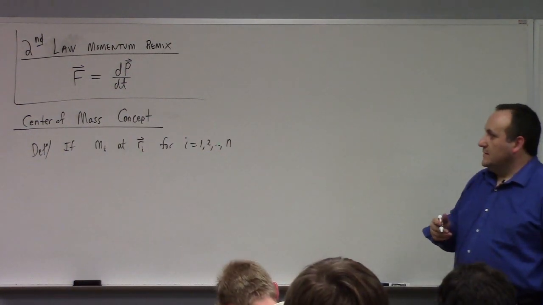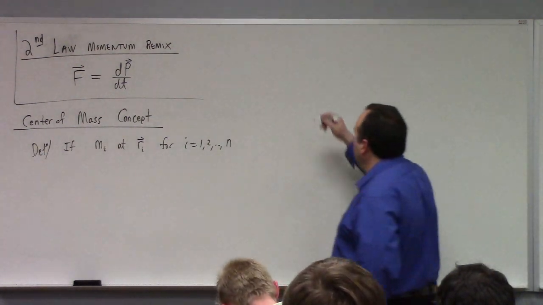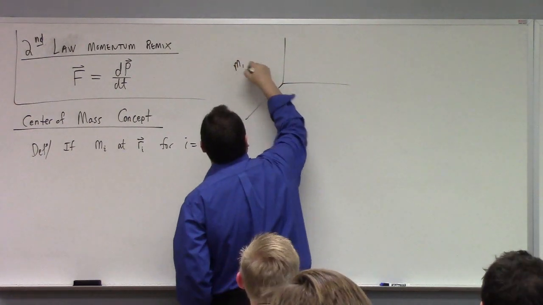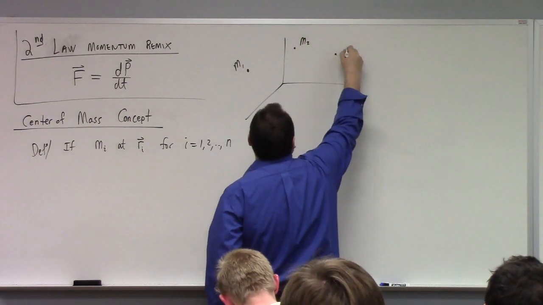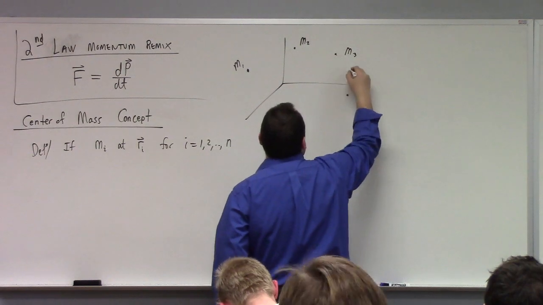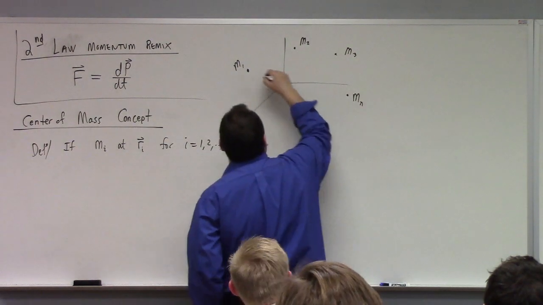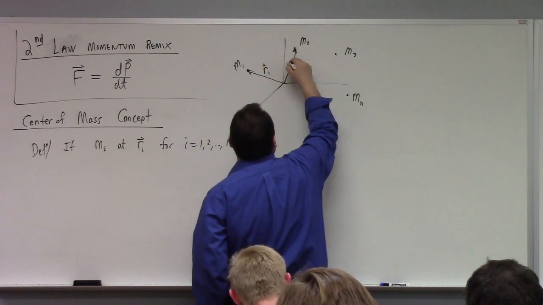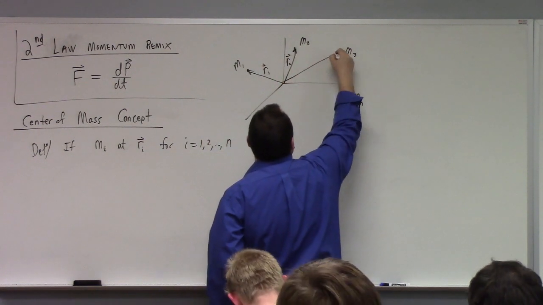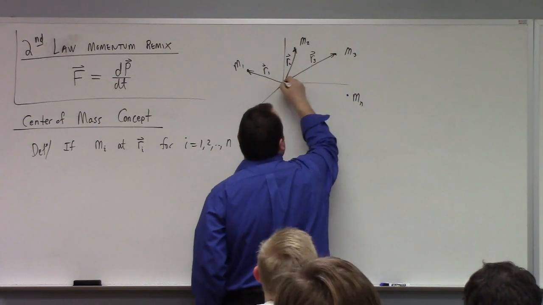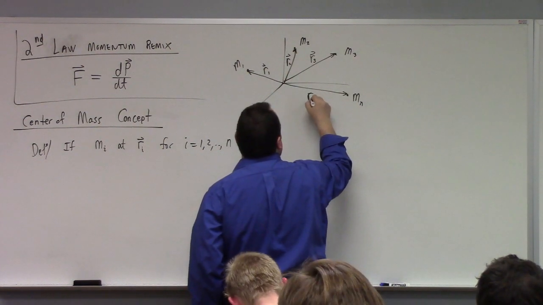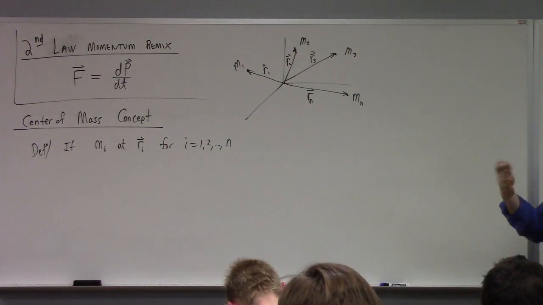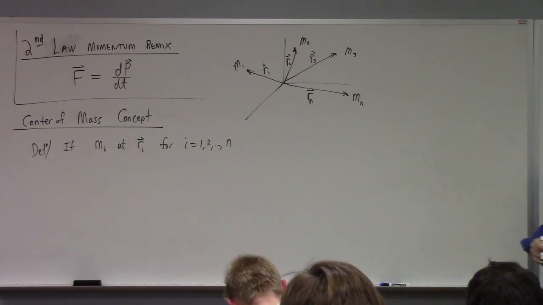So suppose we've got n particles. All right, here's a picture, roughly speaking. So like here's m1, here's m2, m3, and so forth and so on, mn. So each one of these has a position vector relative to the origin, r1, r2, r3, all the way to rn. So suppose you have n masses. They're at these points, all right?